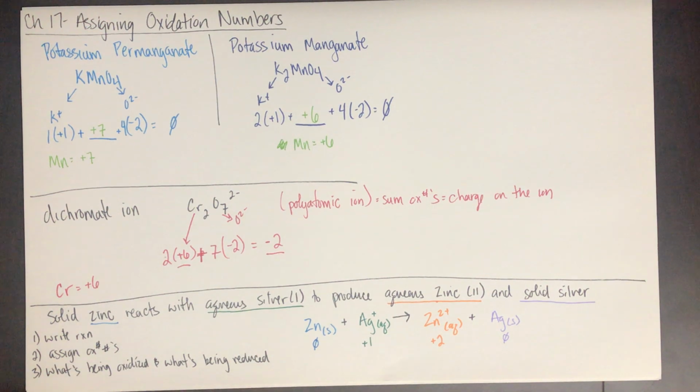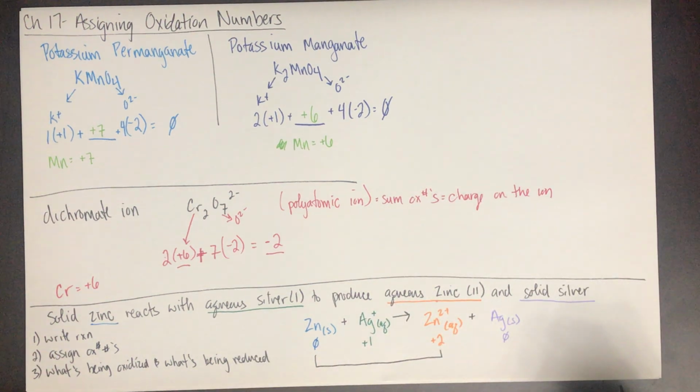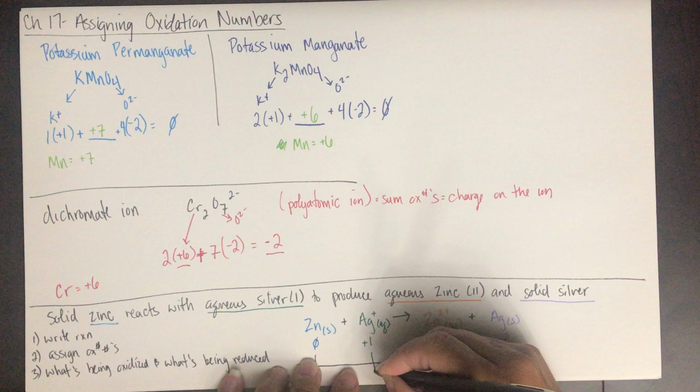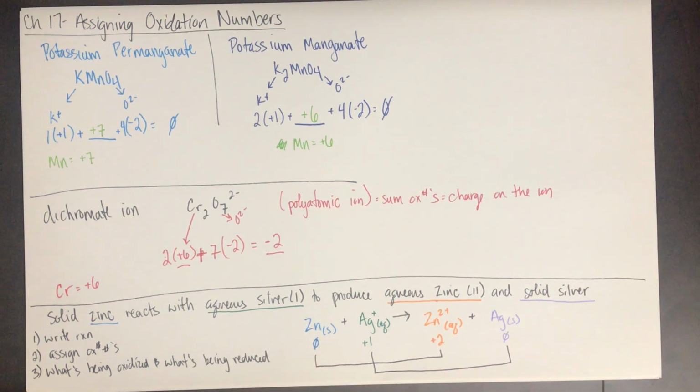So now we've assigned oxidation numbers to this reaction. The next step here would be to write the half reactions and see what's happening. So this is kind of like conjugate acid-base pairs when there's just a transfer of a hydrogen, except instead of transferring hydrogens, we're transferring electrons. So you're seeing what is the same on opposite sides of the arrow, only differing by the number of electrons. So the pair here would be the zinc and the zinc 2 plus, and then here would be the silver 1 and the solid silver.